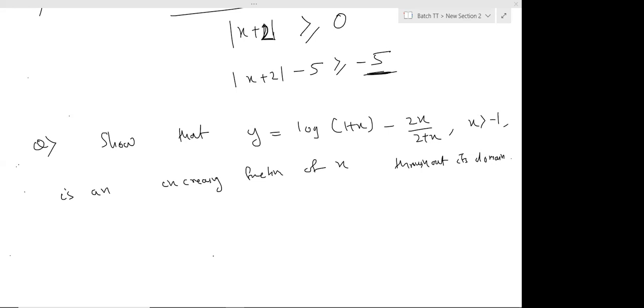So the log's differentiation would be 1 by 1 plus x, right? Yes. Then again, should we differentiate using the chain rule of 1 plus x or just leave it there? No, you have to differentiate, but differentiation of 1 plus x is 1 only, right? It will not affect that much. So no need. Yes.